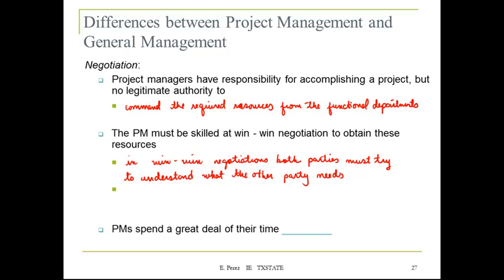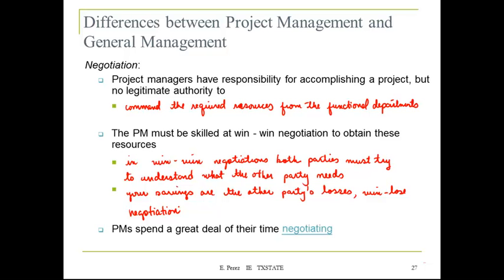In a win-lose negotiation, your savings are the other party's losses. This is win-lose negotiation. So as you would expect, since you don't have access to all the resources that you're going to need, project managers will spend a great deal of time negotiating.